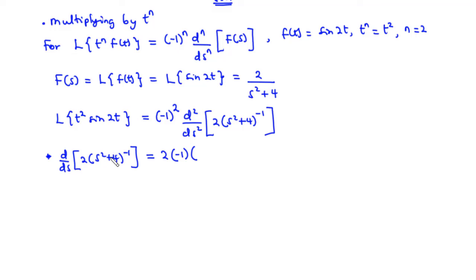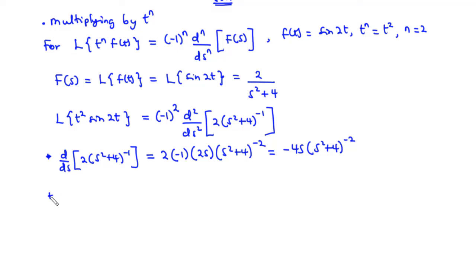We differentiate what we have in the brackets. We are going to have 2s, and then we multiply that by what we have in the brackets, s squared plus 4, and then we reduce the exponent by 1. So -1 minus 1 is -2. So this is equal to, we have 2 times -1, that is -2 times 2s, so -4s times (s squared plus 4) all to the power negative 2.